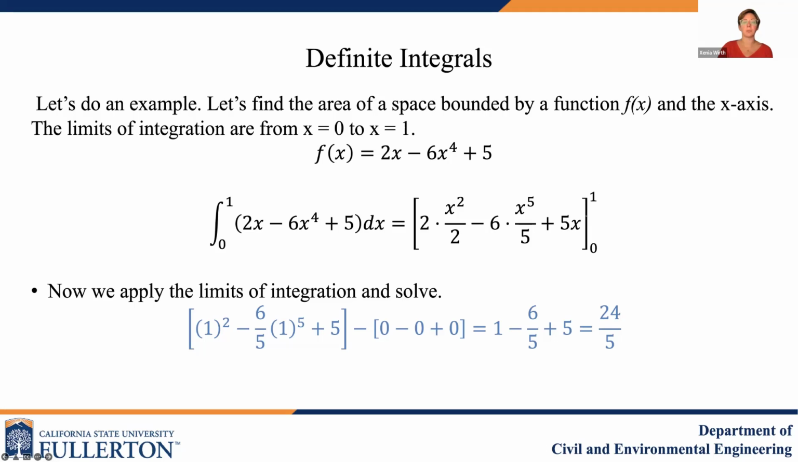Since this is a definite integral, we now have integration limits 1 and 0. So we're actually finding the number by plugging in our limit 1 and our limit 0 for x and subtracting the two quantities. So we start here and we plug in 1 for our value of x for every time we see an x in the expression. And from that, we subtract the same expression, except instead of plugging in 1 for the x, we plug in 0. So that's 1 squared minus 6 over 5 times 1 to the fifth plus 5 minus, well, there's an x in every one of these polynomials, so that's 0, 0, 0. And we end up discovering that the area under this curve is 24 over 5.